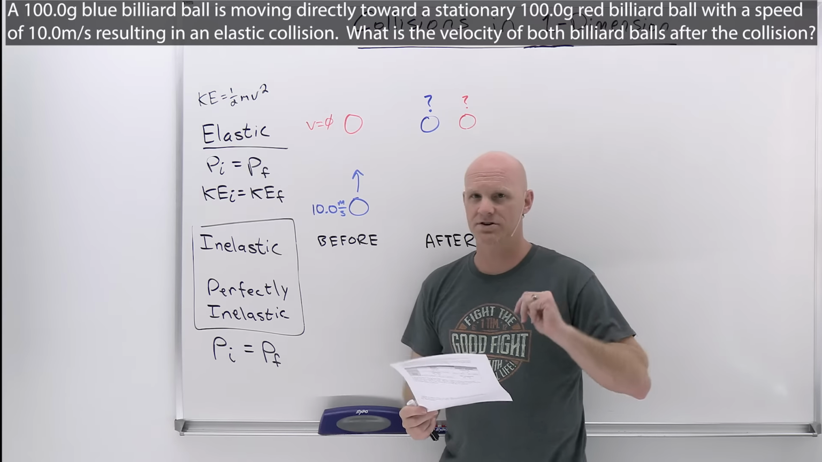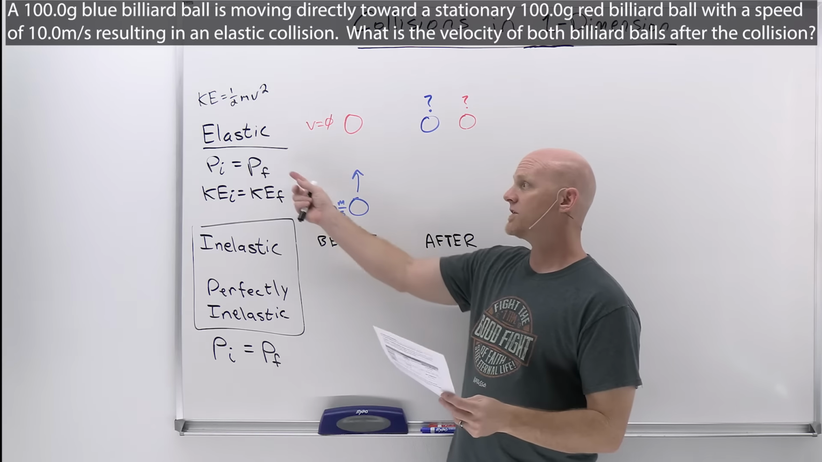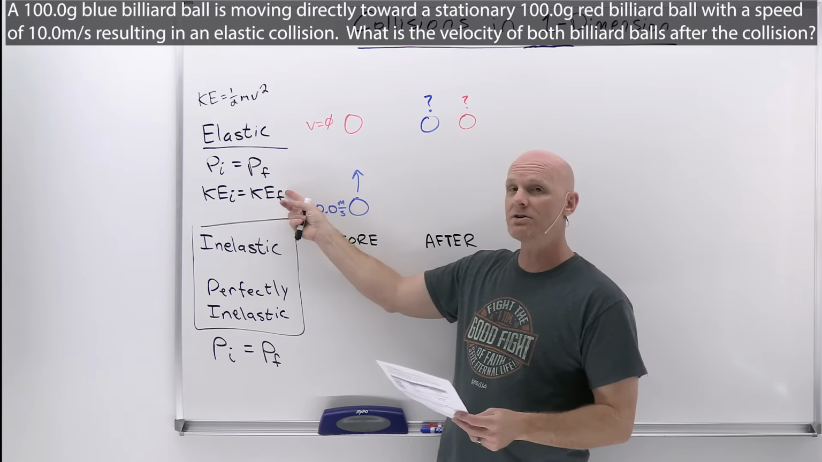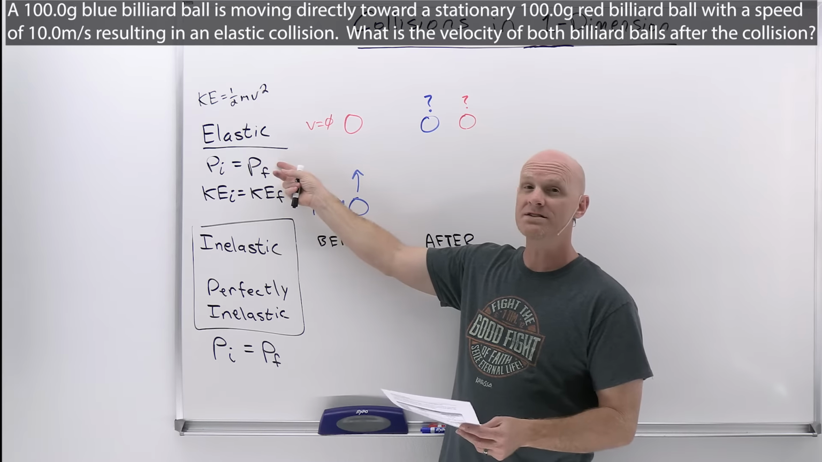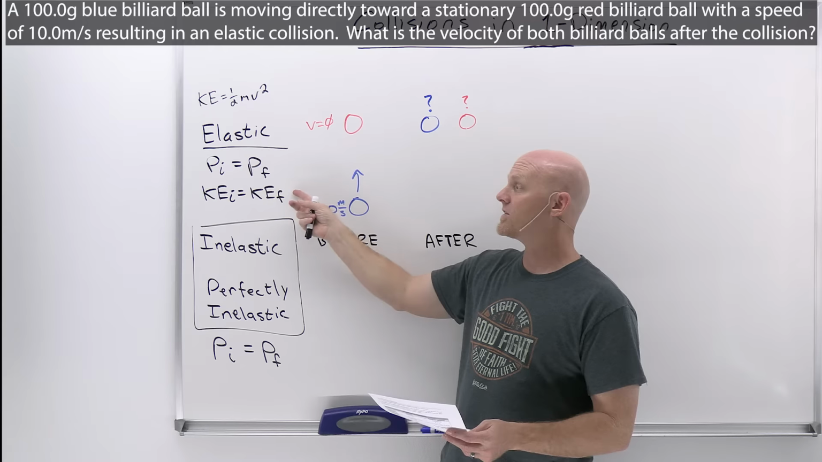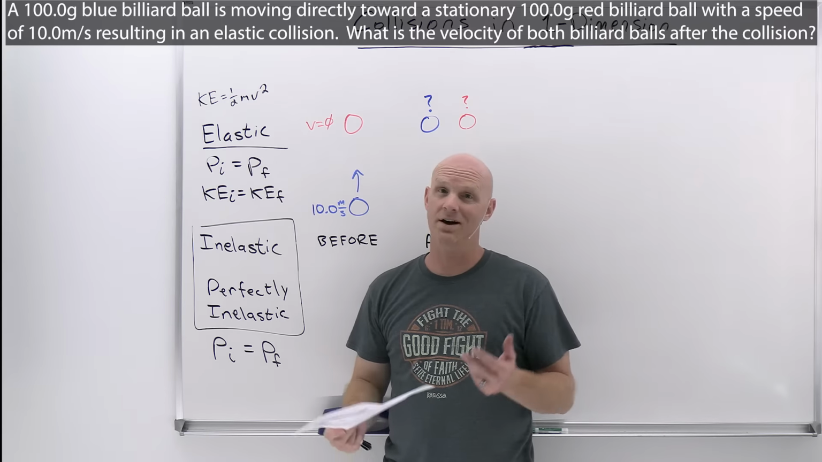So a couple key things here. One, we are told this is an elastic collision. And so not only is momentum conserved, but kinetic energy is also going to be conserved. And so we can set up a conservation of momentum equation, and if we need it, then we can also set up a conservation of kinetic energy equation, and we're going to find out that it is needed in this case.